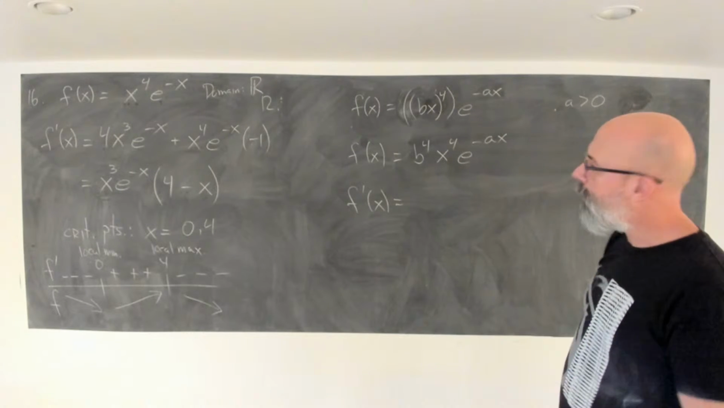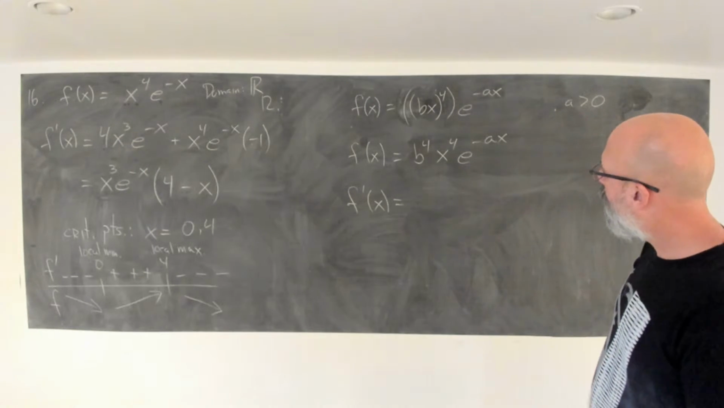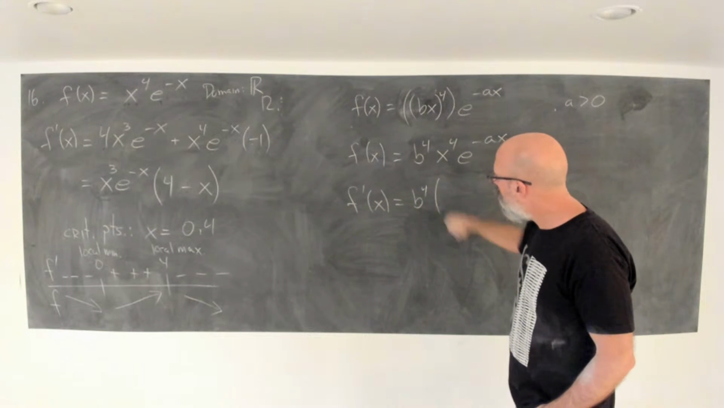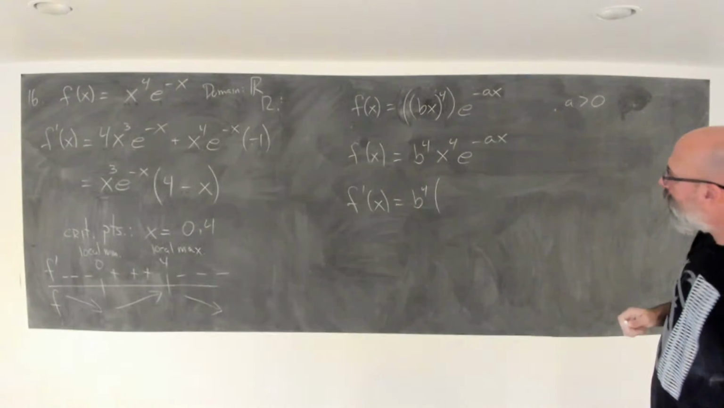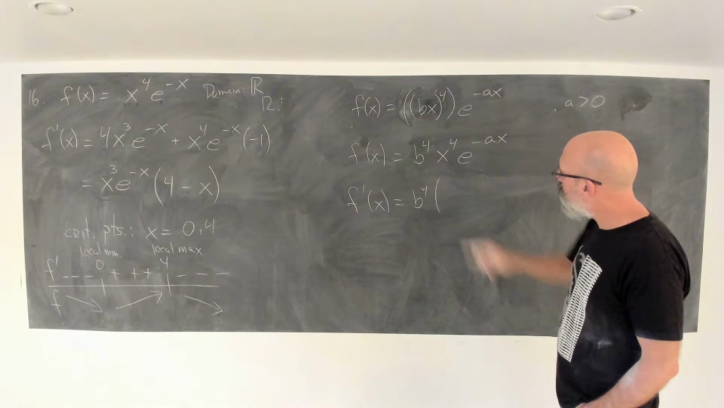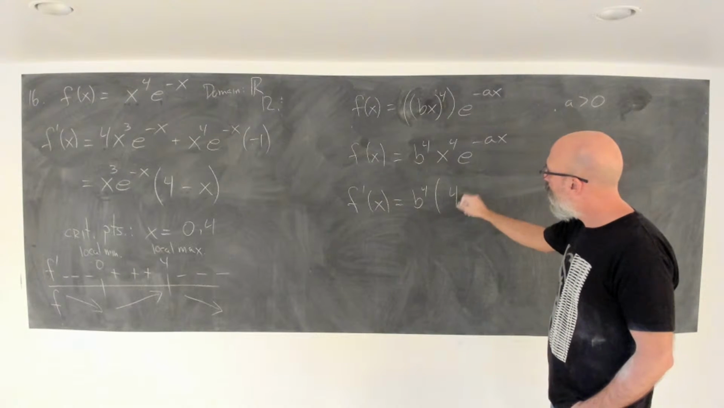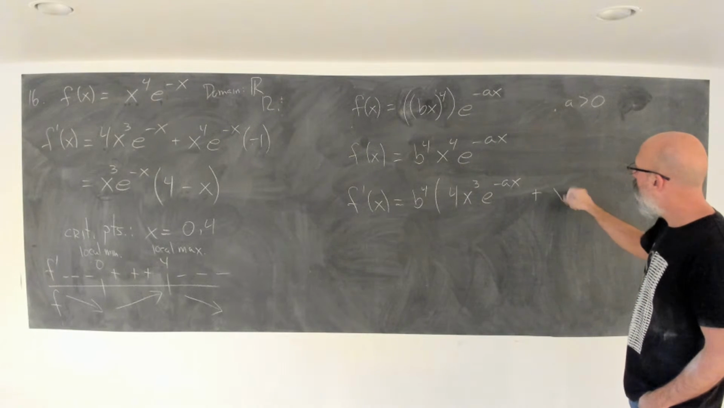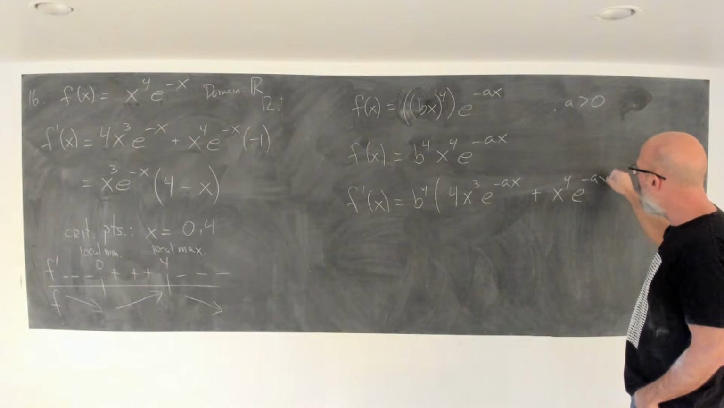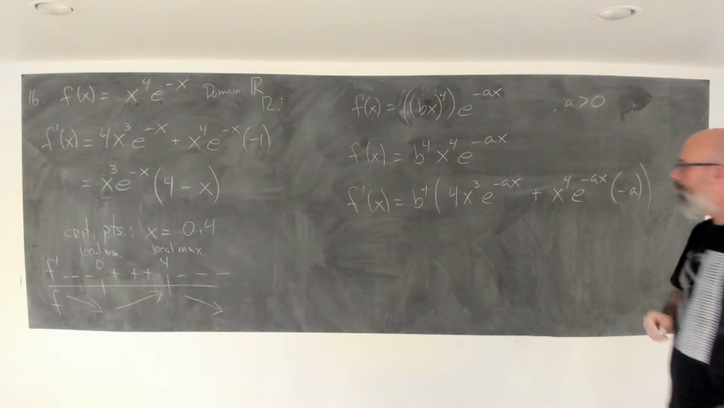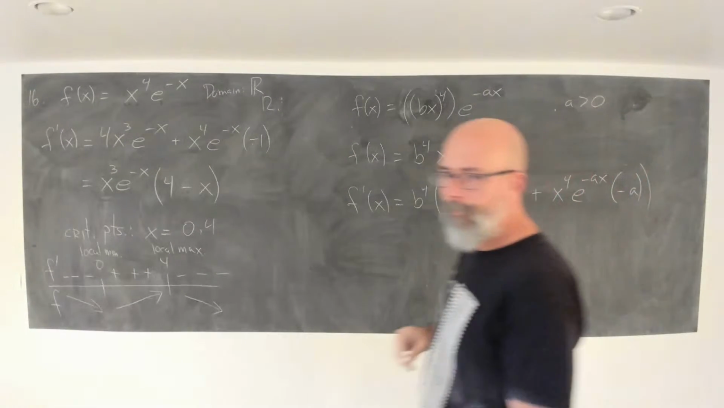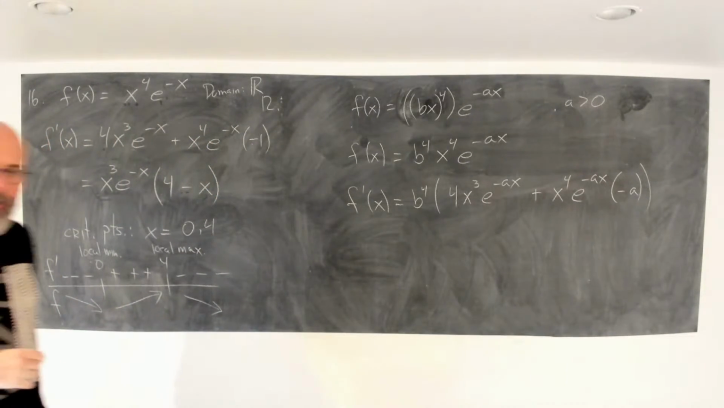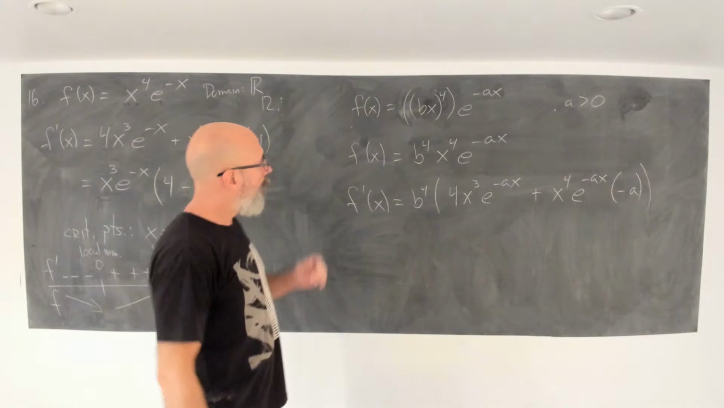Keep in mind that A and B are just numbers. So if we rewrite it this way, this is just a constant, b to the 4. So we can leave it out. Differentiate this is a product, so the product rule applies. 4x cubed, e to the minus ax, plus x to the 4, derivative of the exponential, is this. You can leave it in and treat it as a chain rule, Rachel, absolutely. It's up to you. That's fine too.